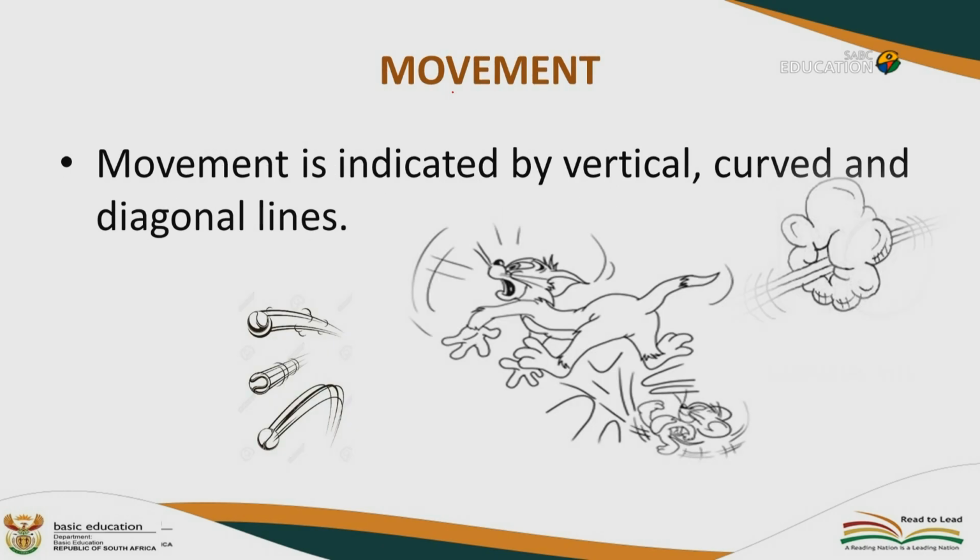Now, we come to motion lines. Remember I told you about movement. Motion is indicated by vertical, curved, and diagonal lines. We see in this particular one, on the left-hand side, that the ball is in the air by the lines that show that it's curving, it's going straight, it's swooshing through the air, very lovely like that.